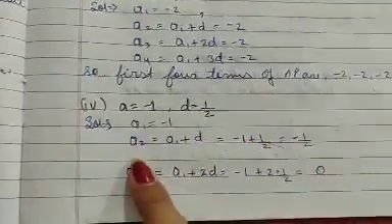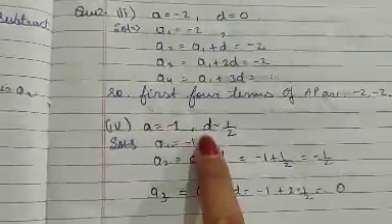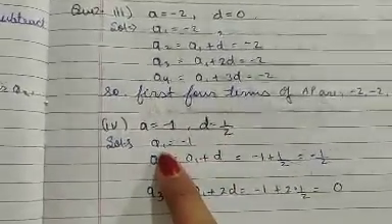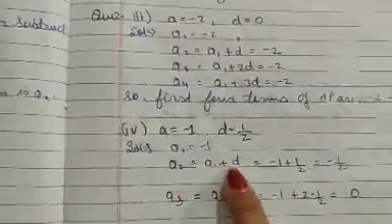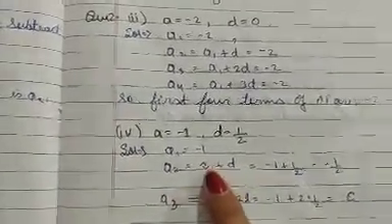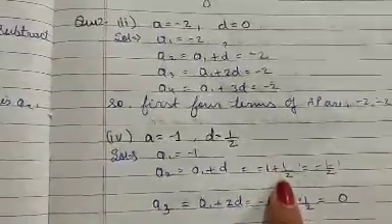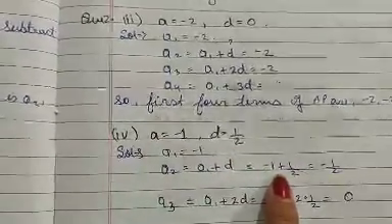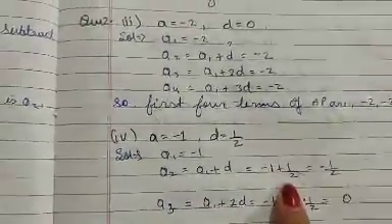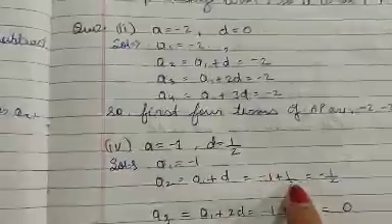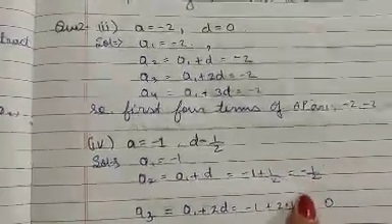Okay, see, the fourth part of the same question. First term is -1 and common difference is 1/2. So the first term is -1 and the second term we will get by adding the common difference to the first term. So A1 plus d is equal to -1 plus 1/2. Okay, first term plus common difference. So by taking LCM or solving this fraction, we will have -2 plus 1 upon 2, which will give us -1/2.